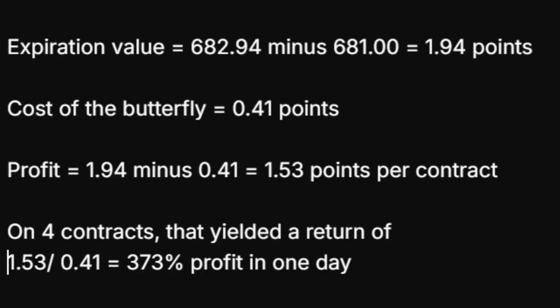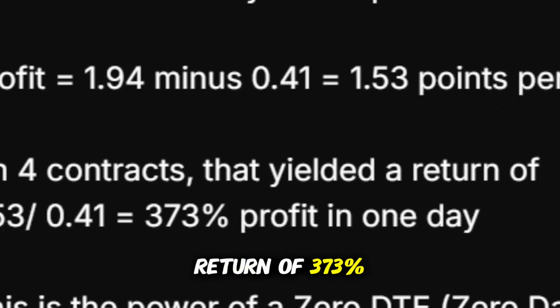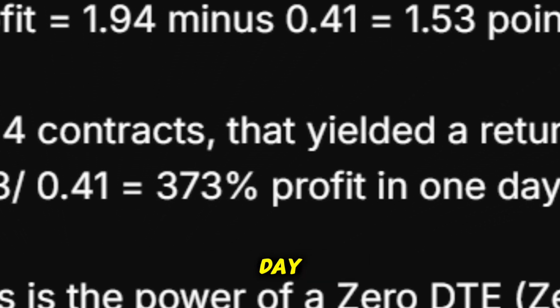Here's the math. Expiration value equals 682.94 minus 681.00 equals 1.94 points. Cost of the butterfly equals 0.41 points. Profit equals 1.94 minus 0.41 equals 1.53 points per contract. On 4 contracts that yielded a return of 373% profit in one day.